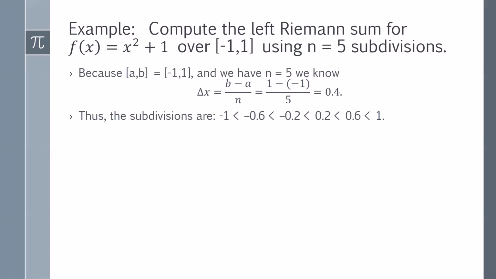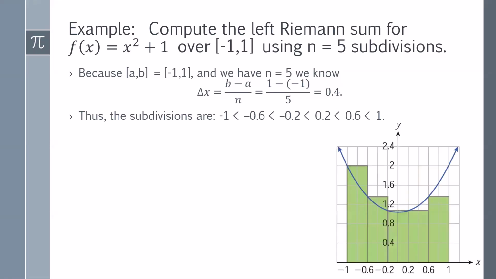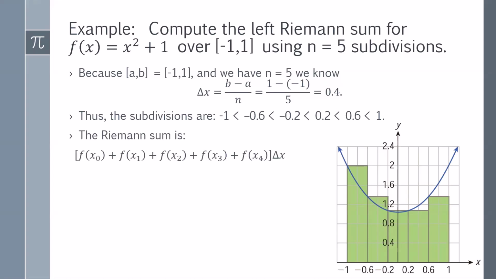So the subdivisions are going to be -1, which is less than -0.6, which is less than -0.2, which is less than positive 0.2, which is less than 0.6, which is less than 1. So we increase in increments of 0.4. The Riemann sum then is f of x_0 plus f of x_1 plus f of x_2 plus f of x_3 plus f of x_4 times delta x. So our 5 left endpoints each times delta x.